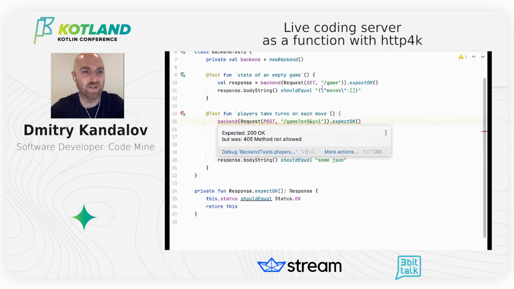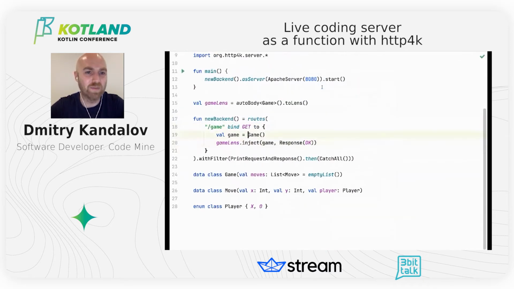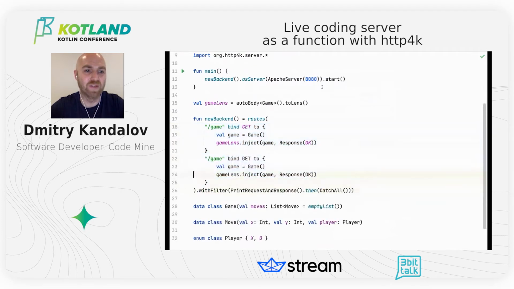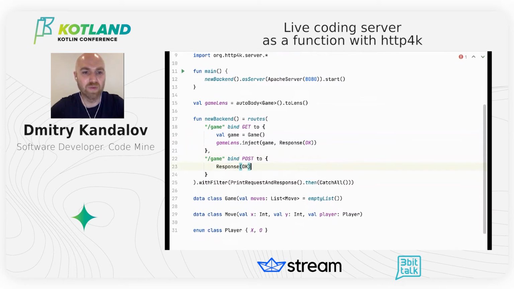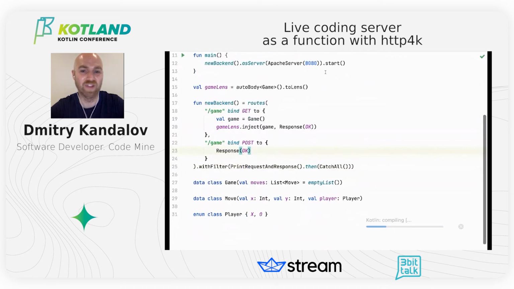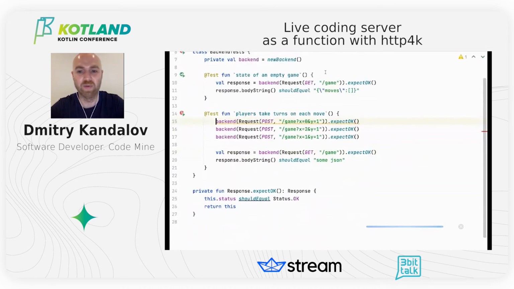So it fails on line 15 because it says method is not allowed. What happens is that we have binding for get, but we don't have a binding for post. So I'll copy it and create a binding for post. What we want for post is, let's just return OK for now and move on to the next failure, doing it in a proper test-driven way.